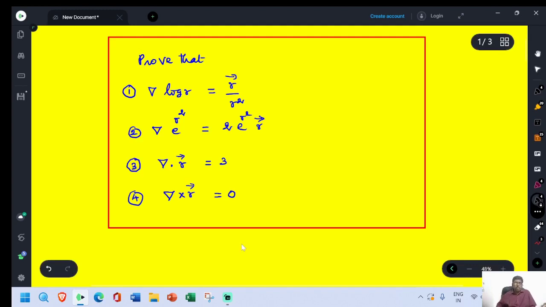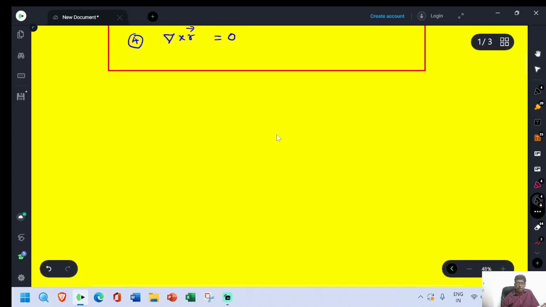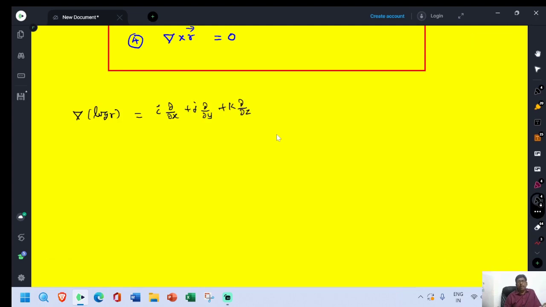See, the first problem: grad of log r equal to vector r by r square. Grad of log r, which is equal to i into dou by dou x plus j into dou by dou y plus k into dou by dou z. This is the grad operator, which is allowed to operate on log r.